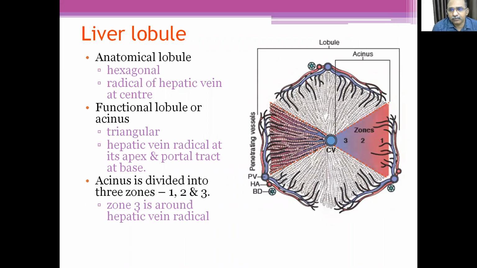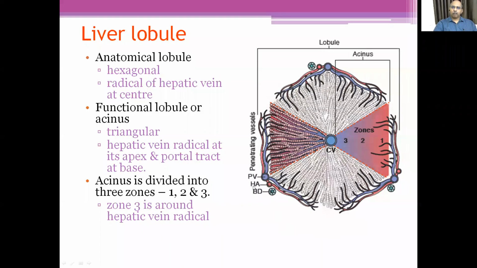Hello? Portal vein. Okay. Portal vein, HA. What is HA? Hepatic artery. BD is the bile duct. Portal vein, hepatic artery, and bile duct, all these three together we call a portal triad or a portal tract.